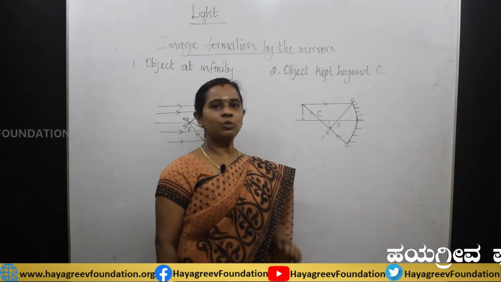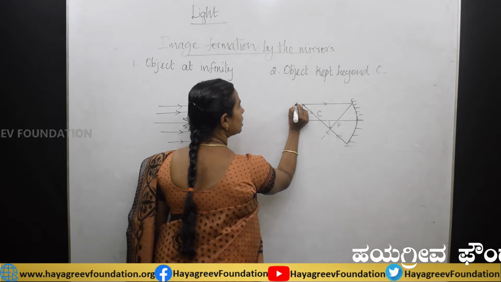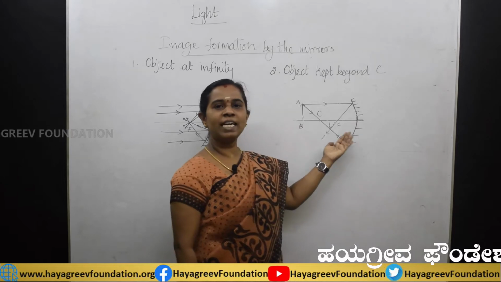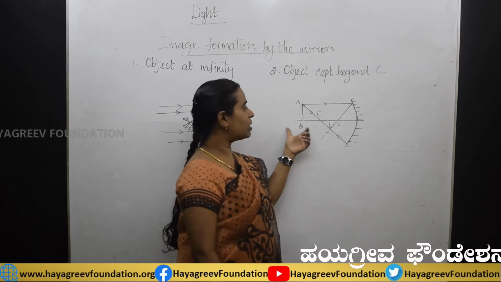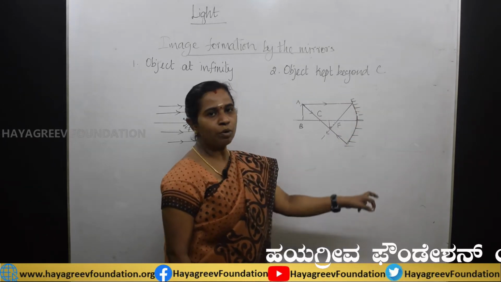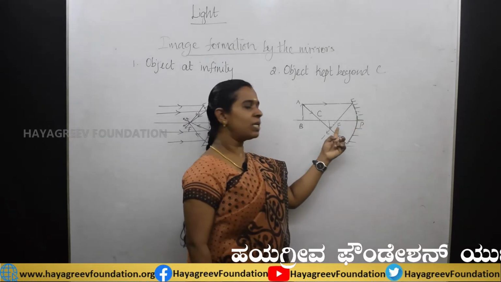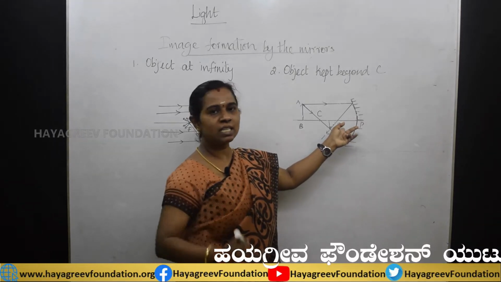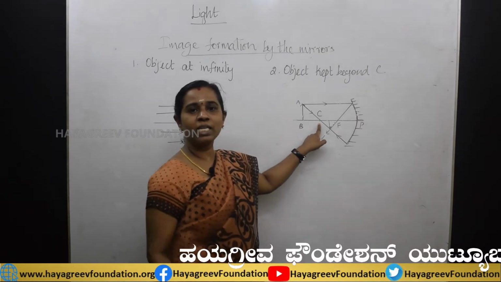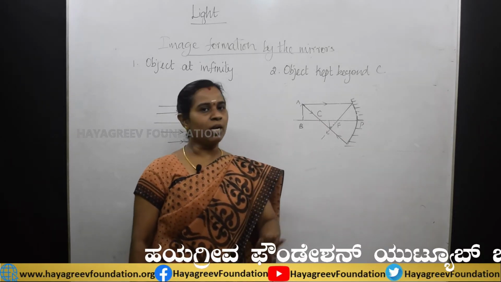Second diagram, we have to keep the object beyond C. So, beyond C, this is the object, A B. As usual, we have to draw the ray diagram with measurement only. First we have to draw the principal axis, then we have to draw the concave mirror with the help of a compass. So, this is the pole of the mirror. From pole to principal focus, we need to take a 3 cm distance, and from principal focus to center of curvature also 3 cm. So, F C and F P are both equal distances.